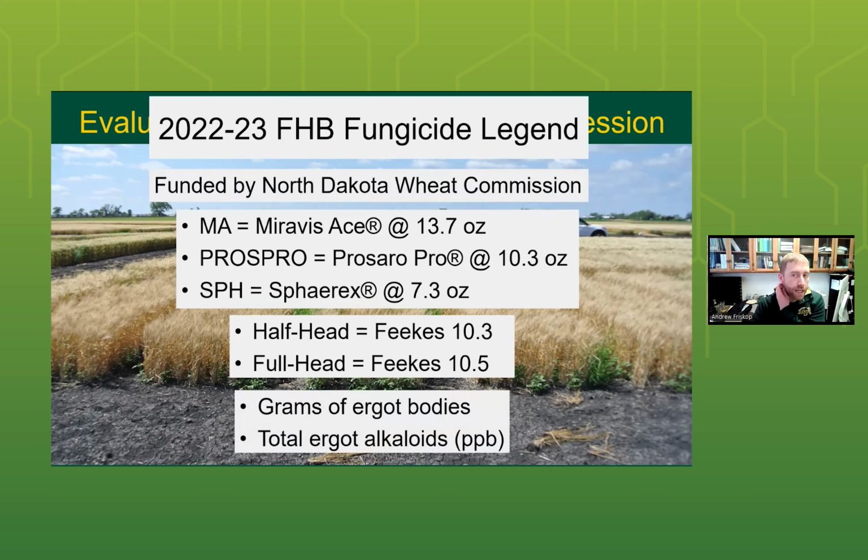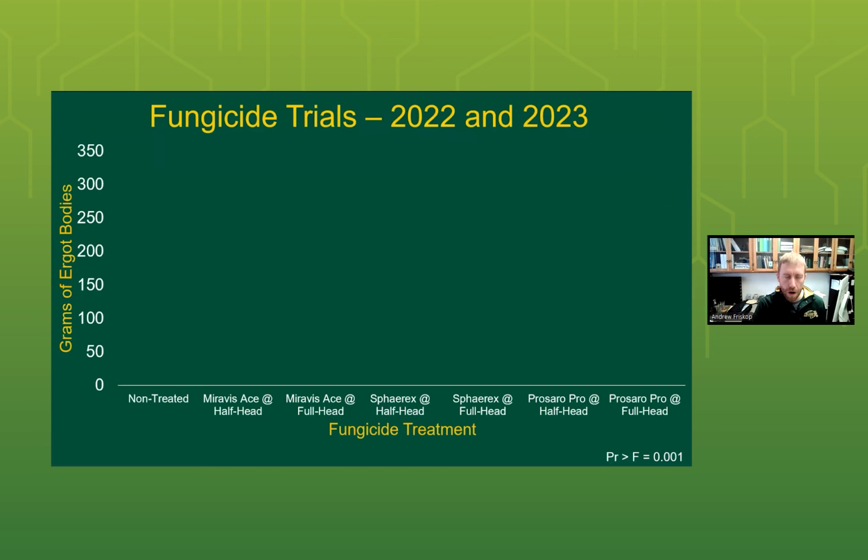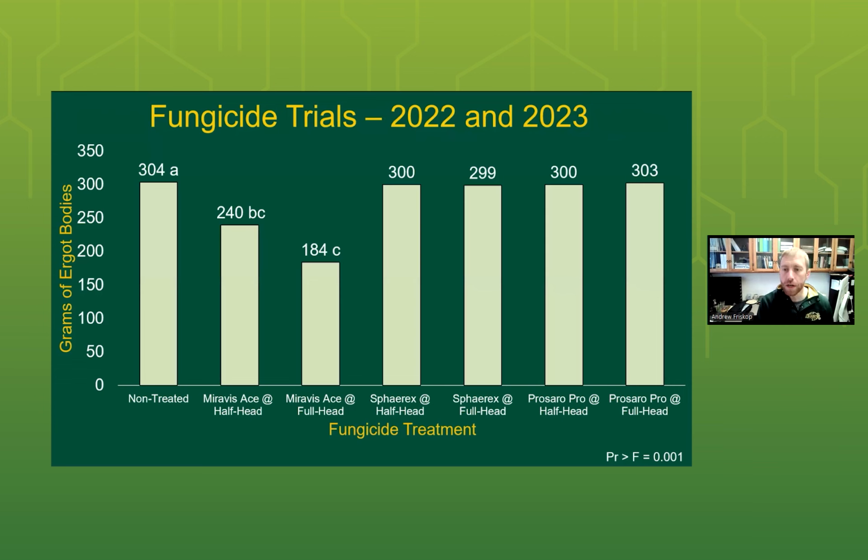The things we looked at as far as data assessment were the grams of ergot bodies that we pulled from these small plots, and then we also ran ergot alkaloid analysis just to see if the fungicides were influencing that. What did we find across the two years? On the vertical axis, you have the grams of ergot bodies that we were able to retrieve from these plots after harvesting and sifting and collecting them. It's a very laborious process. And on the bottom, we have our non-treated check, and then the three fungicides previously mentioned at the two different timings. So what did we find?